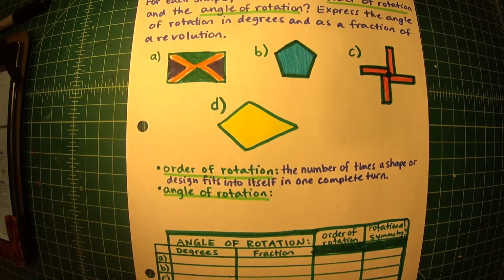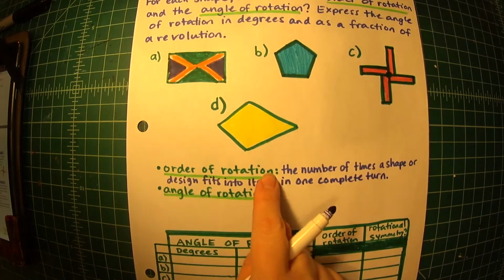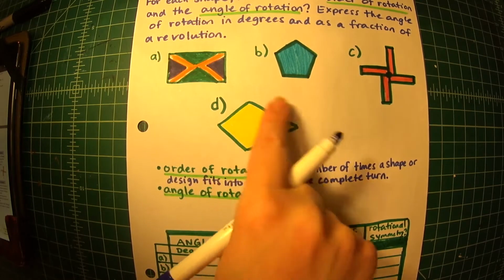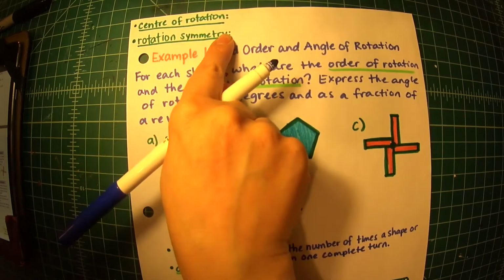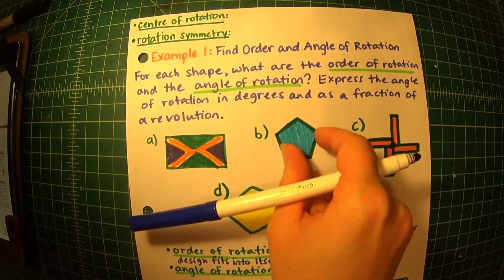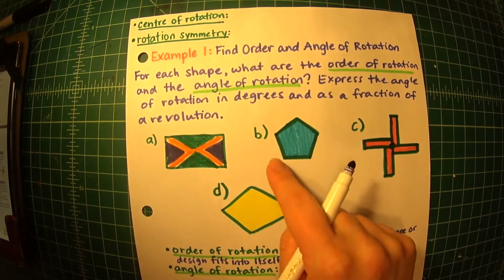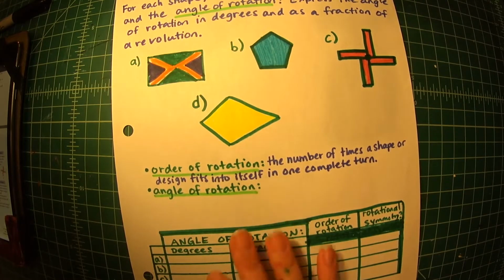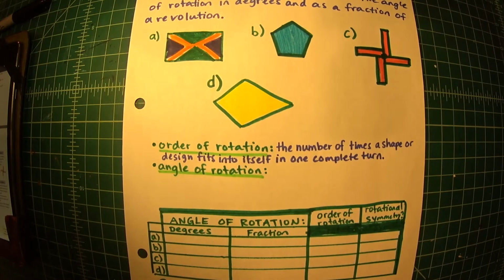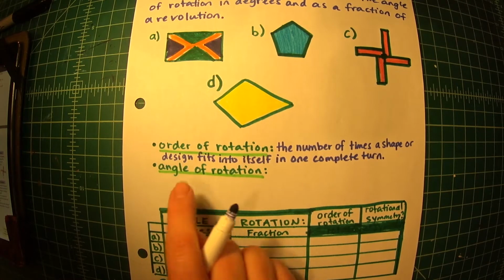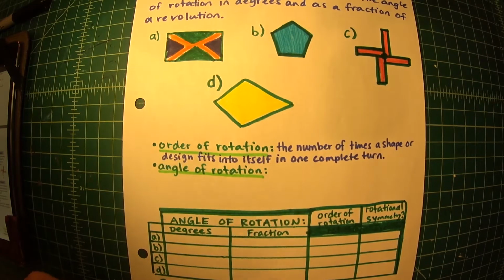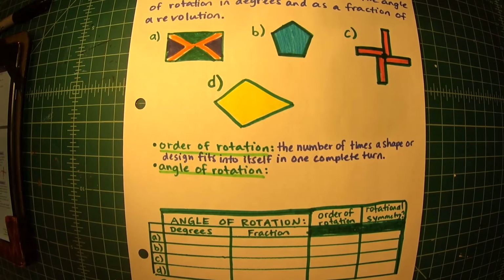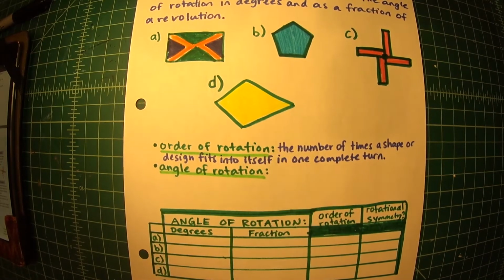So basically, if the order of rotation in a design or shape is greater than 1, then that's how we know it has rotation symmetry, because that means that it's fitting into itself as we're turning it more than just the one time of turning it all the way back to the starting position. So I'll show you what I mean by that in a moment, but now before we do that, actually no, I'm going to just show you now. So let's stop there and just focus on order of rotation for right now.